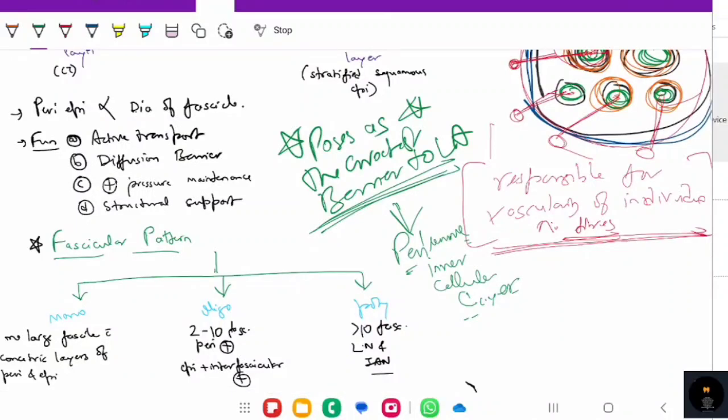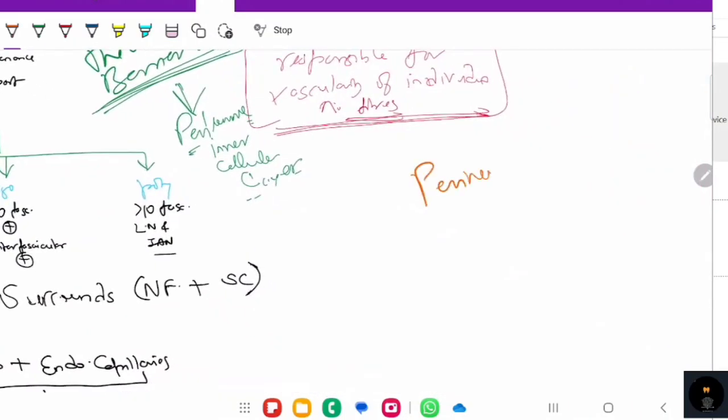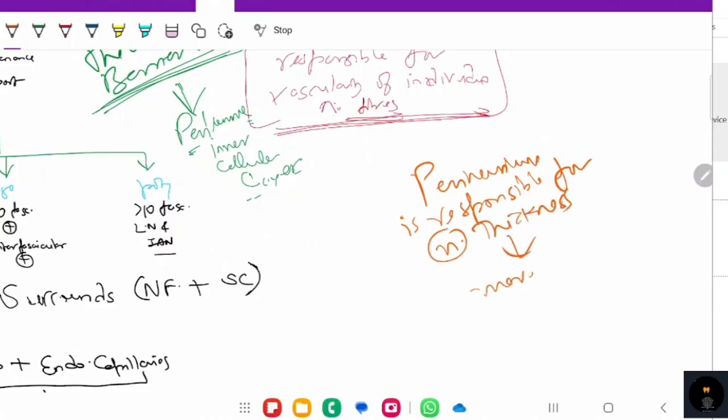Now, this is a very important point. Another MCQ question, another viva question. What is responsible for thickness of a nerve? Perineurium. Perineurium is responsible for nerve thickness. More perineurium layers, or let's say epithelial layers, more will be your diameter.